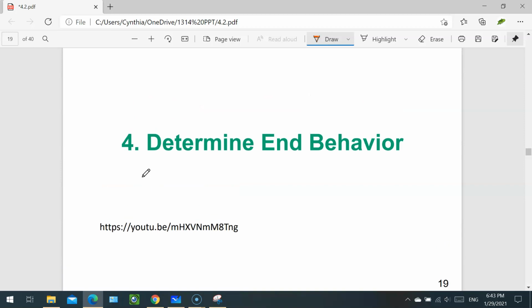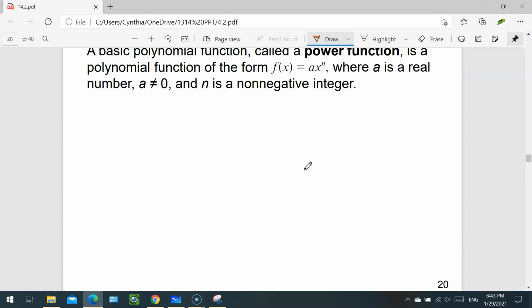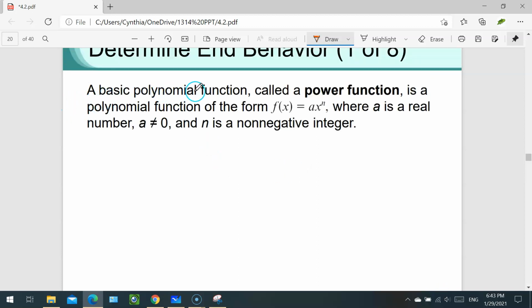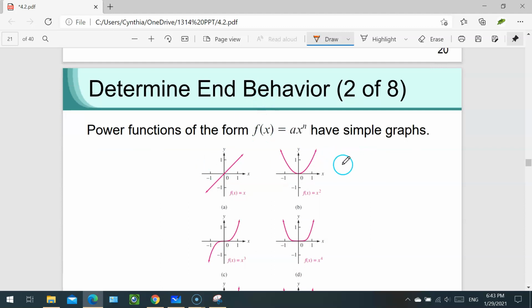Okay, so now determine the end behavior. A basic polynomial function we call a power function. It's a polynomial function of the form f of x equals a x to the n, only a single term. We call this a power function, where a is a real number, a cannot be equal to 0, and n is a non-negative integer. So this just gives you an idea of the basic polynomial function.